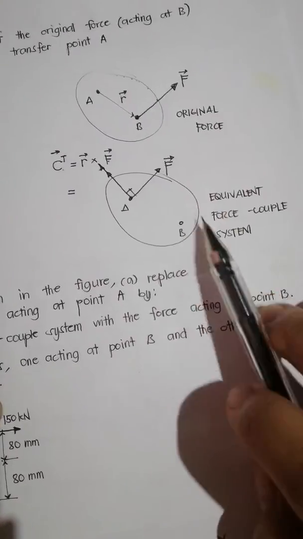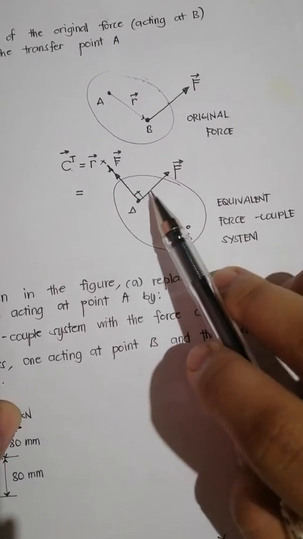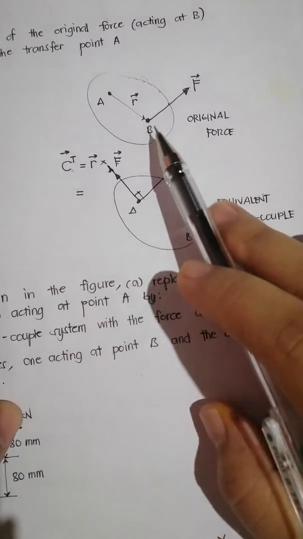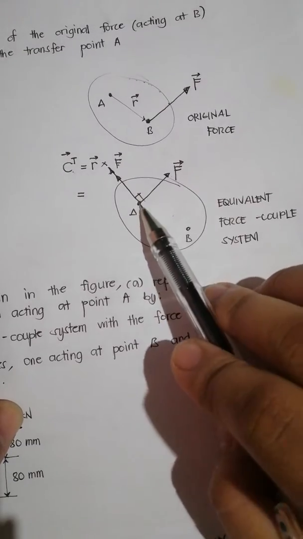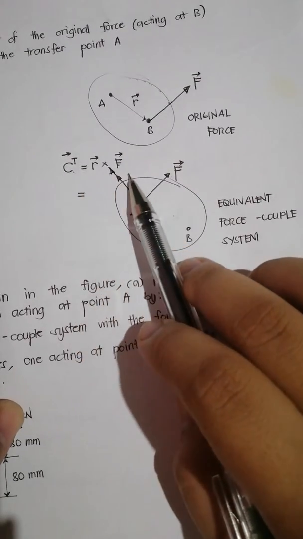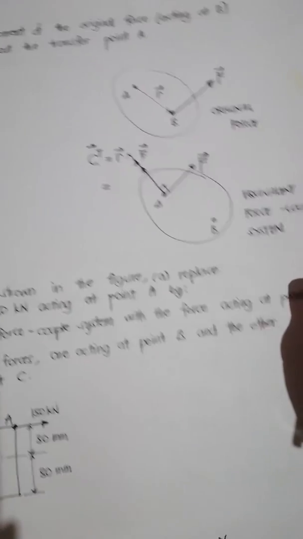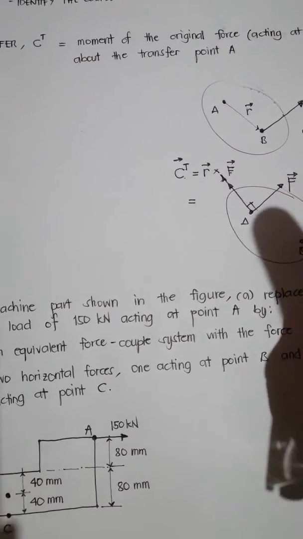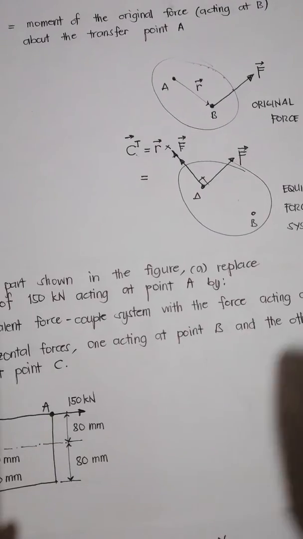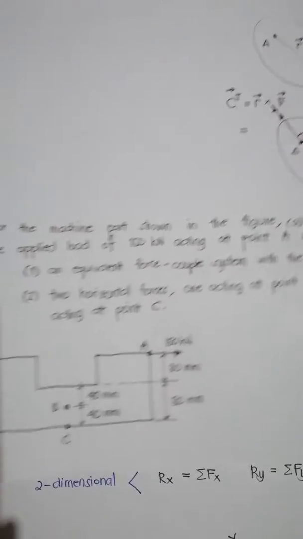So this is now the equivalent force couple system. Now, we have successfully transferred F from point B to point A, plus there is a couple of transfer formed. So that's what happens if we are going to change the line of action of a force from one line of action to another.